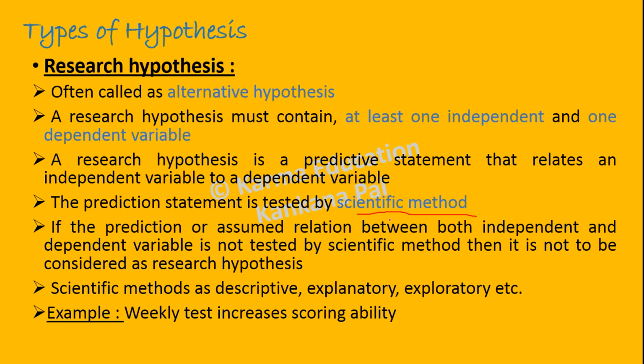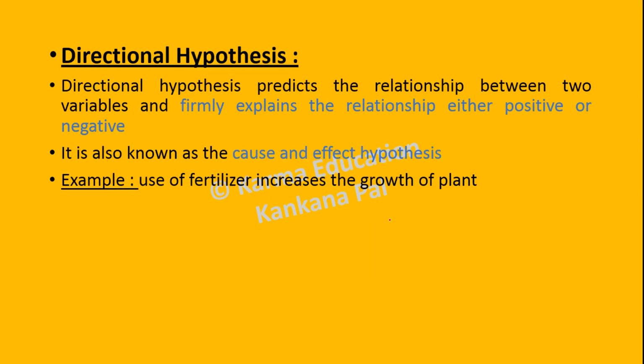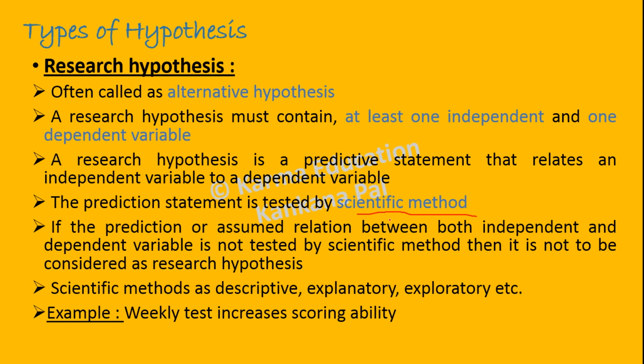The scientific method may include descriptive, explanatory, exploratory, etc. If the prediction or assumed relation between both independent and dependent variable is not tested by scientific method, then it is not to be considered as research hypothesis. So in research hypothesis, assumed statement must be tested by scientific method, right? Now this is an example of research hypothesis. Weekly test increases scoring ability. Here weekly test is independent variable and scoring ability is dependent variable.